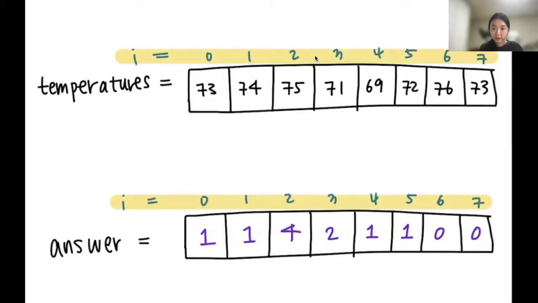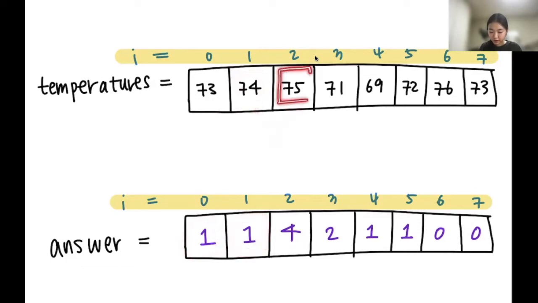So if we start off from the very first index, 0, if we wait for 1 day, we will get a temperature that is 1 degree higher, warmer than day 0. So that's just 1 day of waiting. That's why we are going to put 1 in index 0 of answer. Now, if we start in index 1, we have to wait 1 day in order to get a warmer day than day 1. So that's also 1.